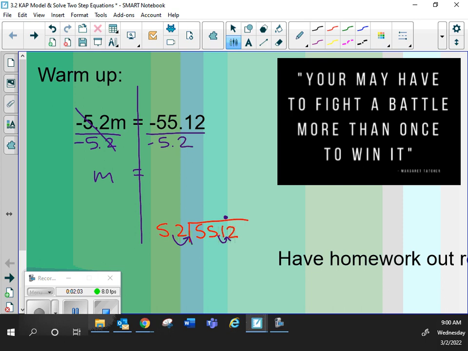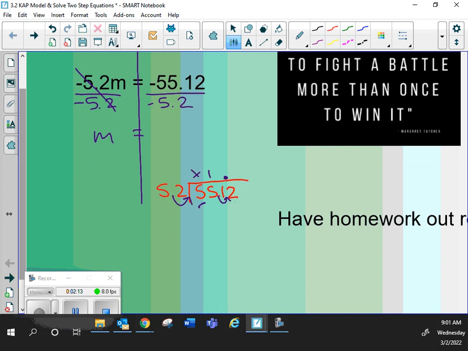Does 52 go into 5? No. Does it go into 55? Yes, 1. Okay, that's going to leave me with 3. Bring down the 1. Does it go into 31? No. So we put a 0. Okay. Then bring down the 2. What do y'all think? 6. Okay, 6 times 2 is 12. Carry the 1. 6 times 5 plus 1 is 31. Okay, so n is equal to 10.6.